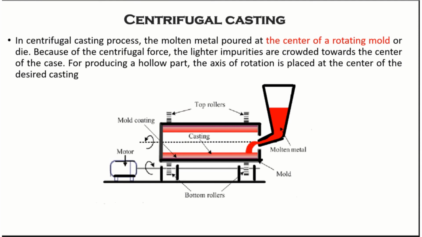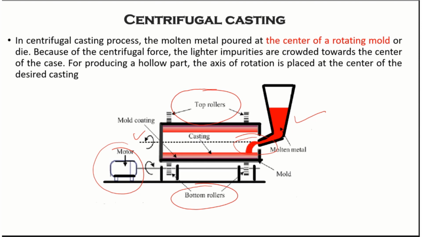Coming to the next type, it is the centrifugal casting process. It's a simple casting process. This process uses liquid metal which is poured into the center of the mold. The mold is a rotating mold. The rotation can be done with the aid of a motor which is fixed with some rolls, bottom rolls and top rolls, and the mold is rotating.